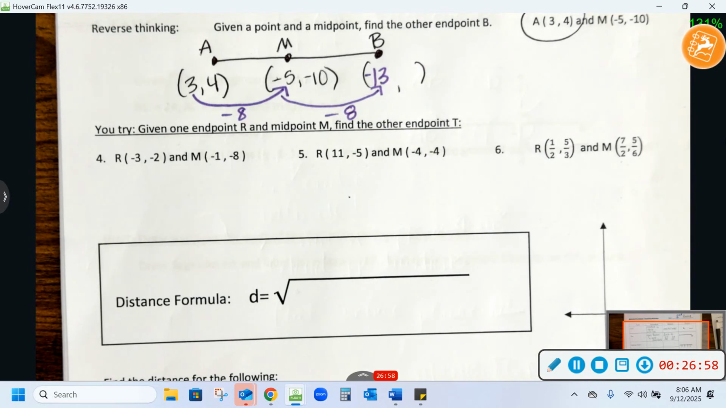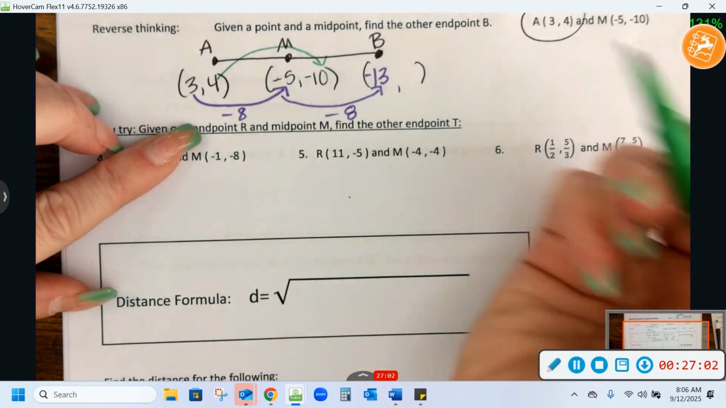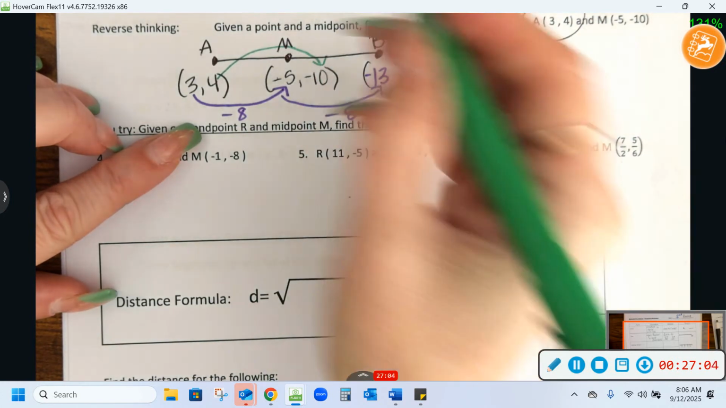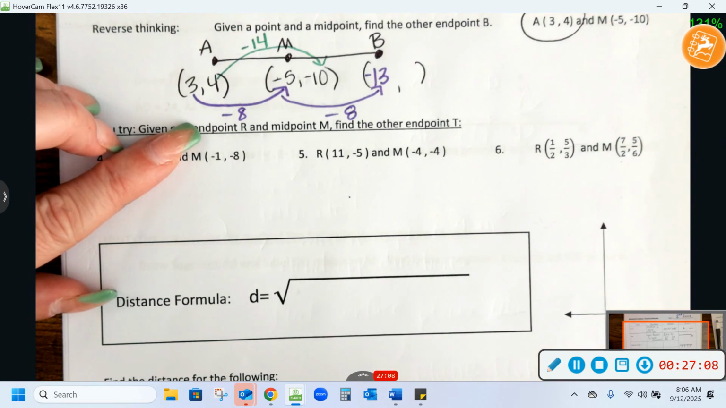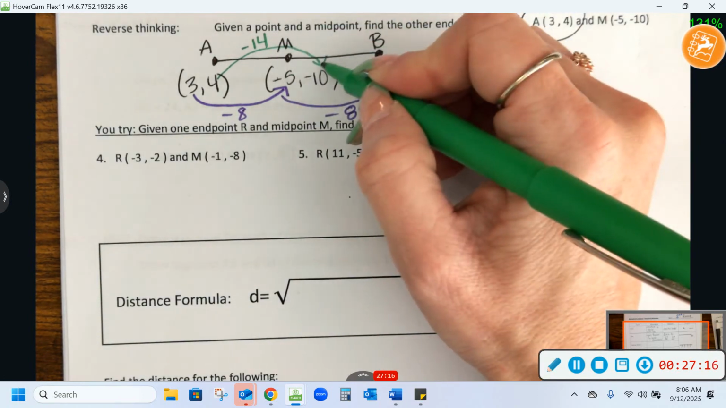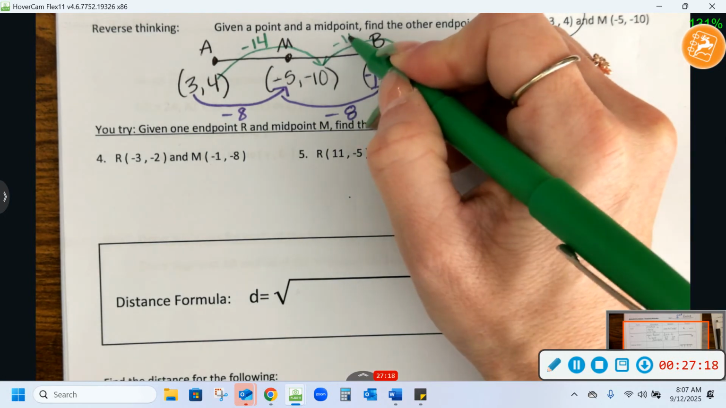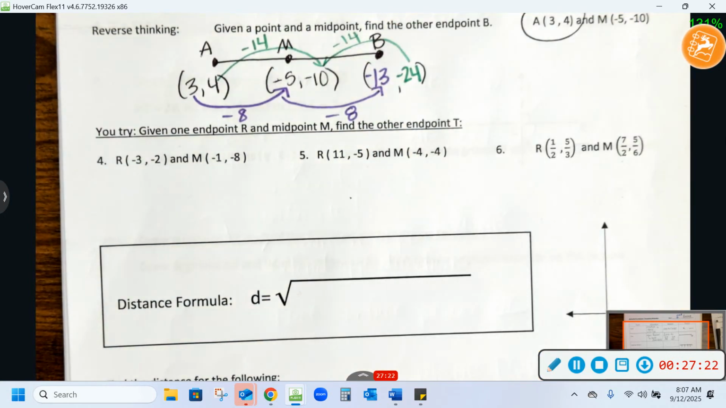My y value, I'm going to do the same thing. To get from 4 to negative 10, what am I doing? Subtracting 14. So that means they went down 14 on the coordinate plane to get to the midpoint. So to get to the other endpoint, I have to travel that exact same distance. So minus 14 more. There we go. There's my other endpoint. No formula needed. Just using common math.